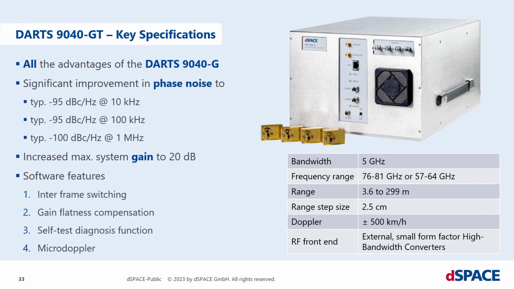And this is what it looks like. Not much has changed. It has become a bit larger, and of course it now supports up to 4 converters to form 2 front ends. In addition, we have used the opportunity to further improve the phase noise values and increase the maximum system gain to enable the simulation of even larger targets at close range. Of course, all the firmware features that are supported for the DARTS-9040G are also available for this new unit. Let me shortly give you an explanation of what all of these features actually mean in reality.